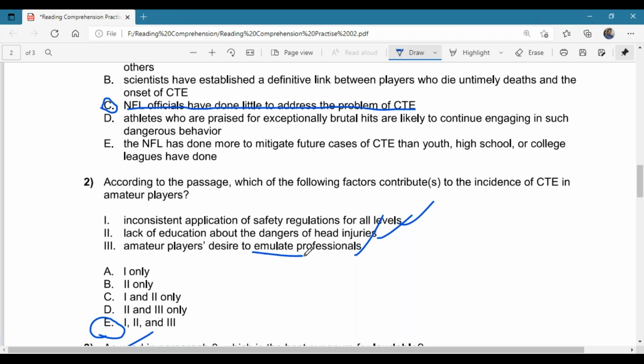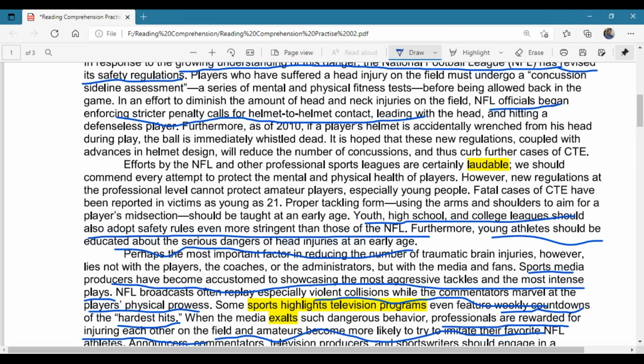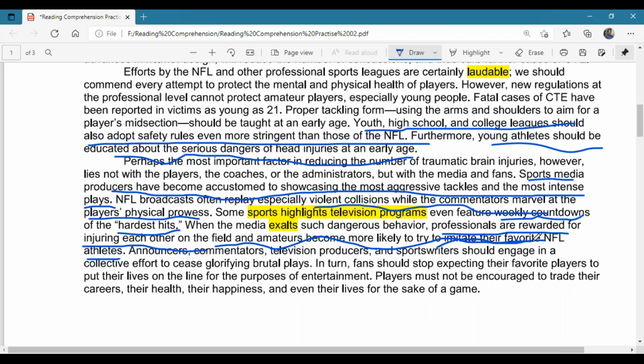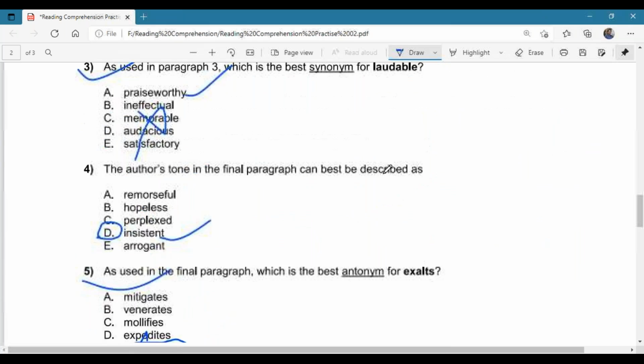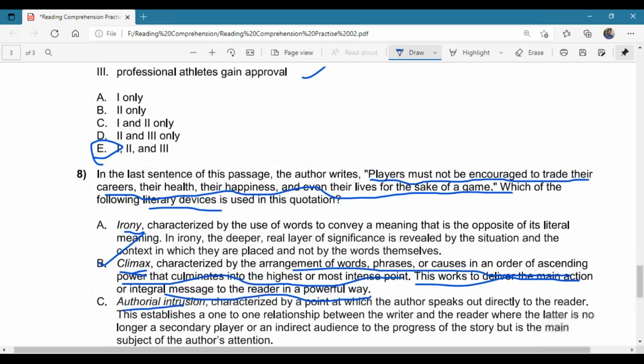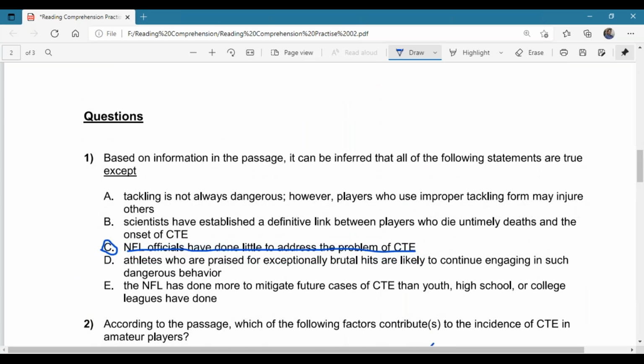And amateur players desire to emulate professionals. That means imitate professionals, something we have already seen here. Amateurs become more likely to imitate their favorite professionals. So all three are correct. I hope you all understood this one.